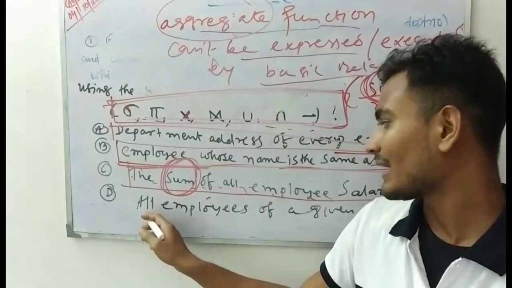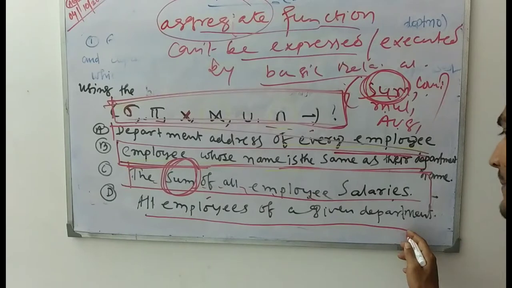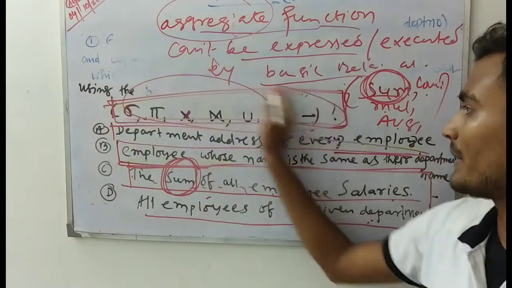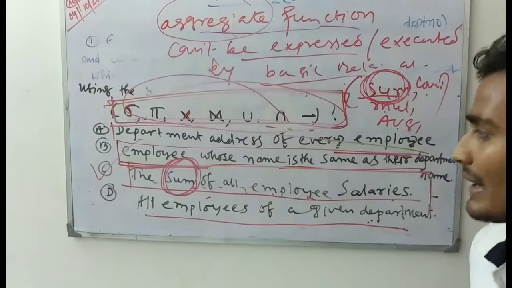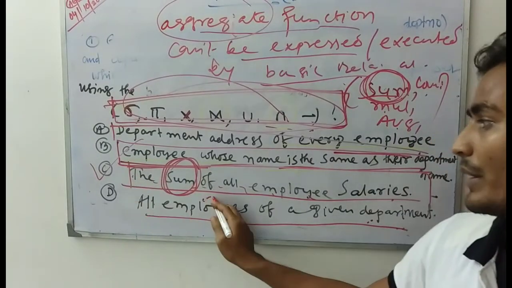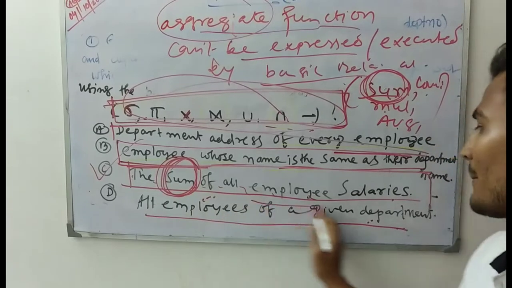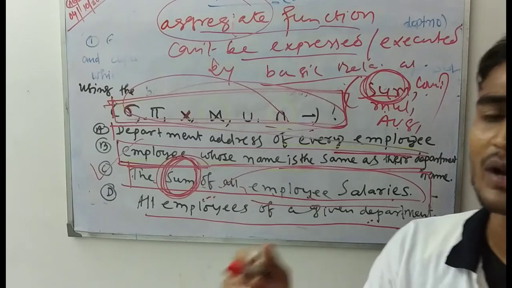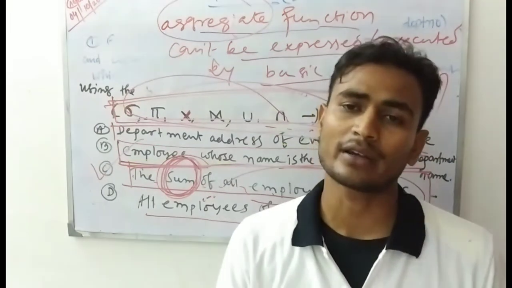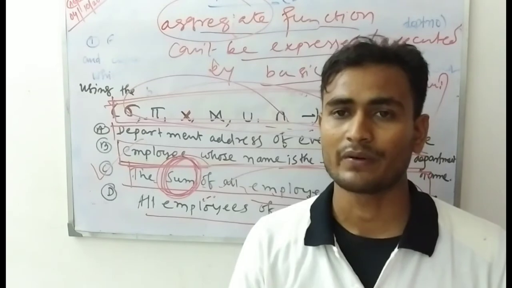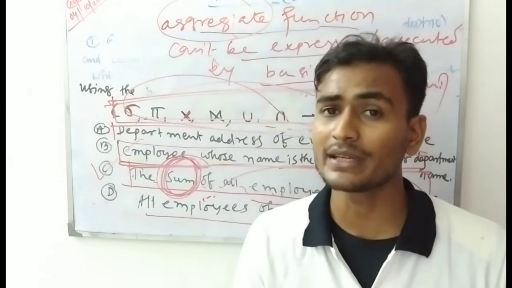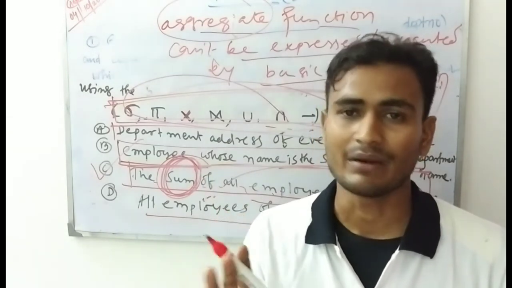And lastly, all employees of a given department. Yes, this is a general query, and we can execute it with the basic operations. But we cannot execute the sum query, because the sum of all employee salaries is an aggregate function, and aggregate functions are not executed with basic relational algebra operations. So C is the correct answer. I hope you can understand this question very easily.